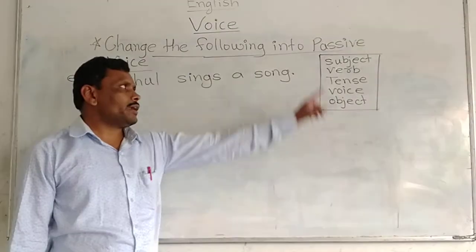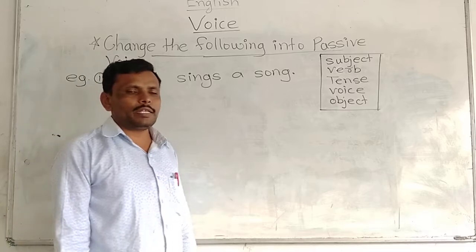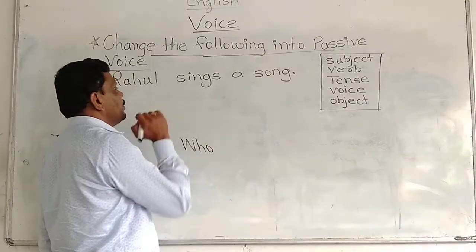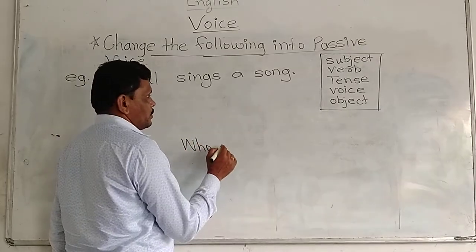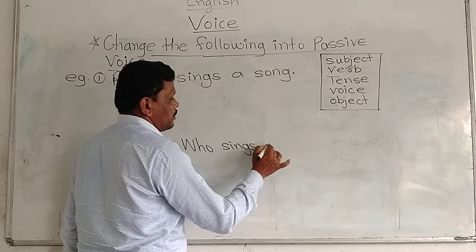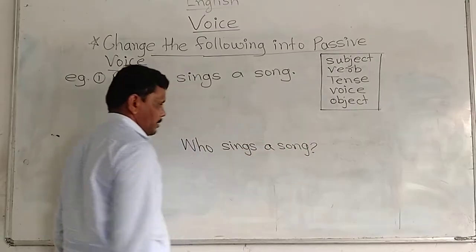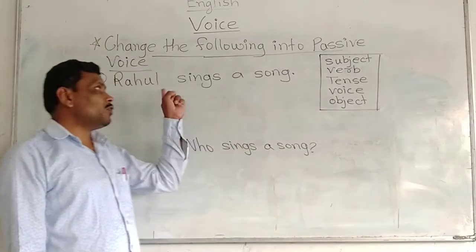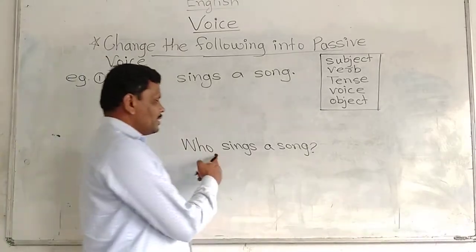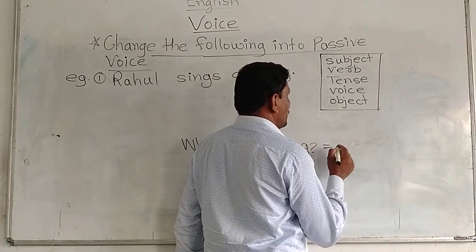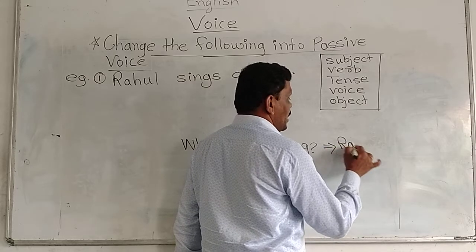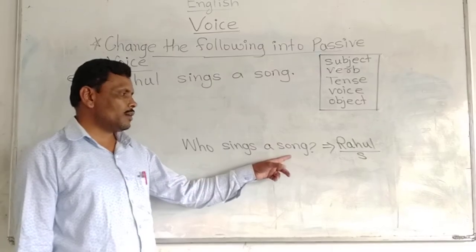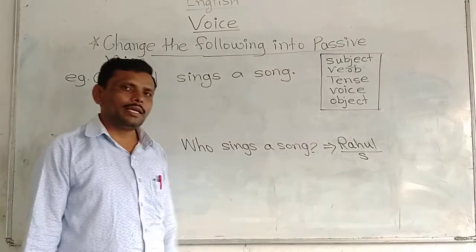First we have to find out the subject, okay? While finding the subject we have to ask the question with who to the main verb. Who sings a song? This is the question, and its answer is Rahul sings a song. When there is the answer to this question, that answer is Rahul, and Rahul is the subject.